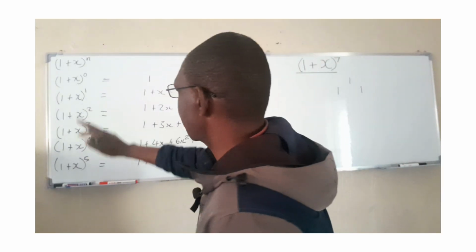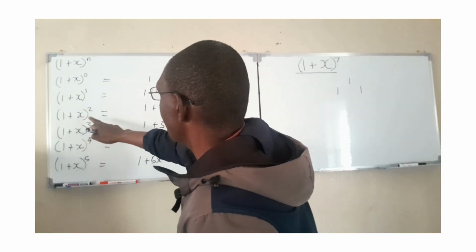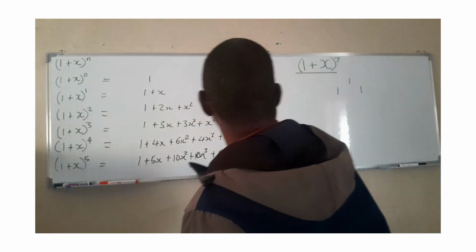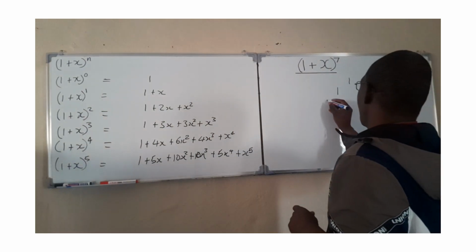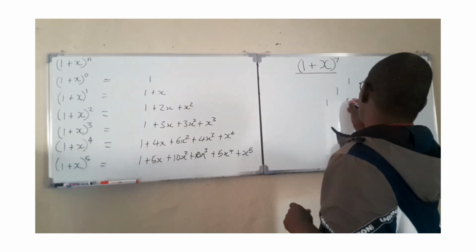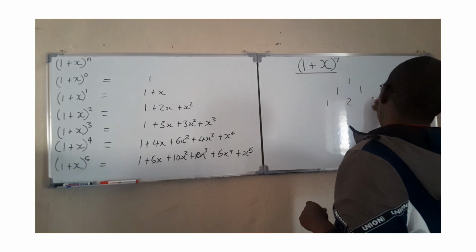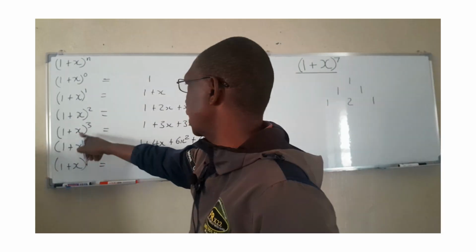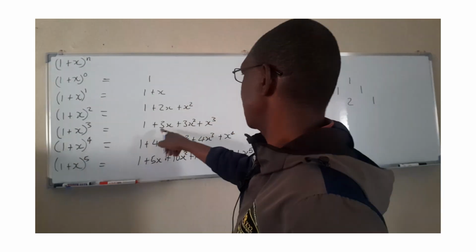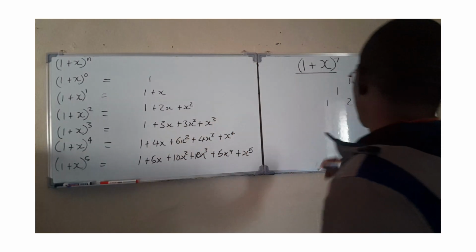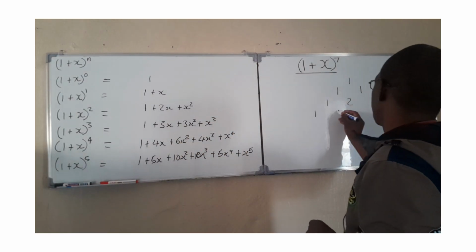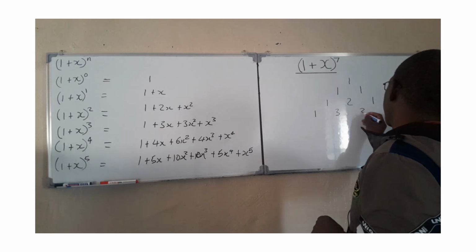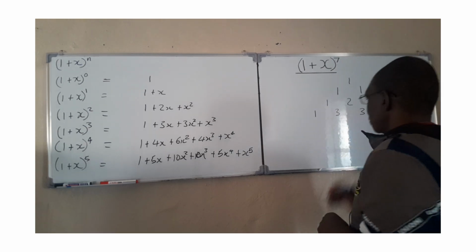Then we go to 1 plus x squared, where n is equal to 2. It gave us 1 and 2 and a 1. The next one was 1 plus x cubed. It gave us a 1 and a 3 and a 3 and a 1. So we have a 1 and a 3, and a 3, and a 1.